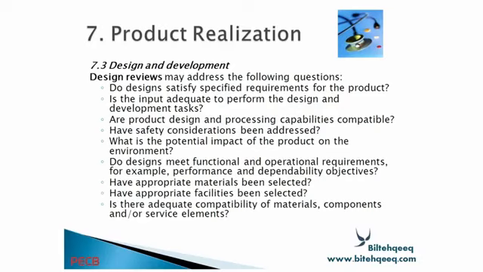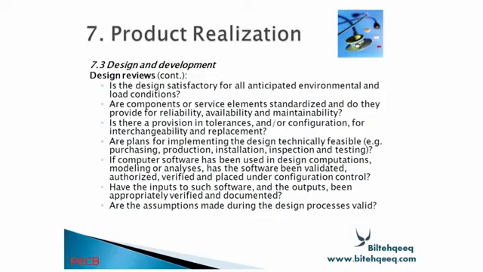For example, performance and dependability objectives. Have appropriate materials been selected? Have appropriate facilities been selected? Is there adequate compatibility of the material components or services elements? And is the design satisfactory for all the anticipated environment and local and load conditions? Are components or services elements standardized, and do they provide for reliability, availability, and maintainability? Is there a premium in tolerance and or configuration for interchangeability and replacement?